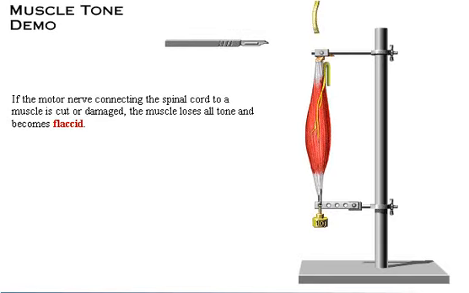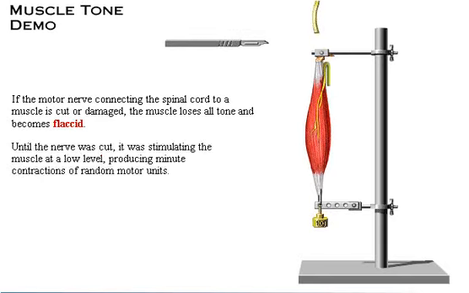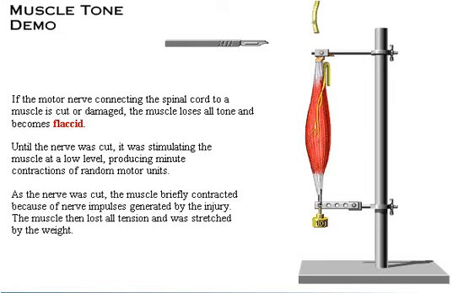Did you notice the increase in the muscle's length? This indicates that until the nerve was cut, it was stimulating the muscle at a low level, producing minute contractions of random motor units. As the nerve was cut, the muscle briefly contracted because of nerve impulses generated by the injury. The muscle then lost all tension and was stretched by the weight. To repeat this demo, click the nerve and then click the scalpel.